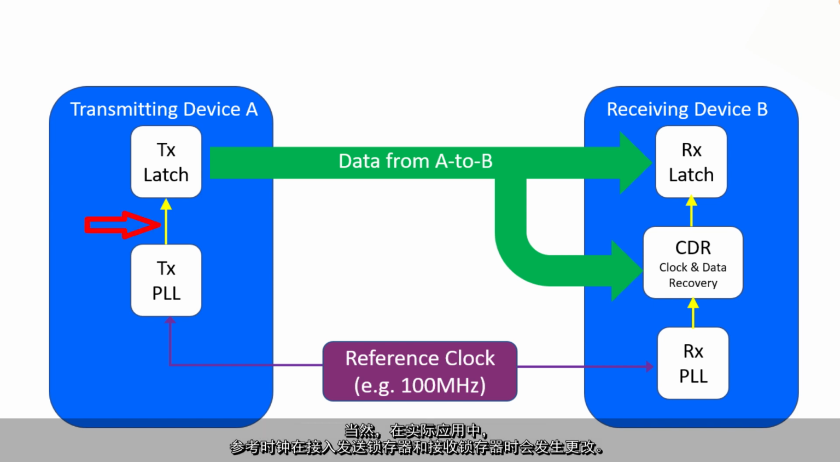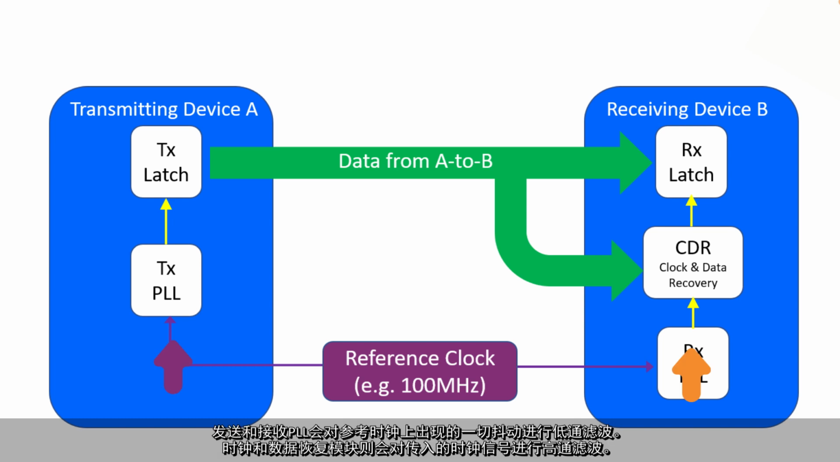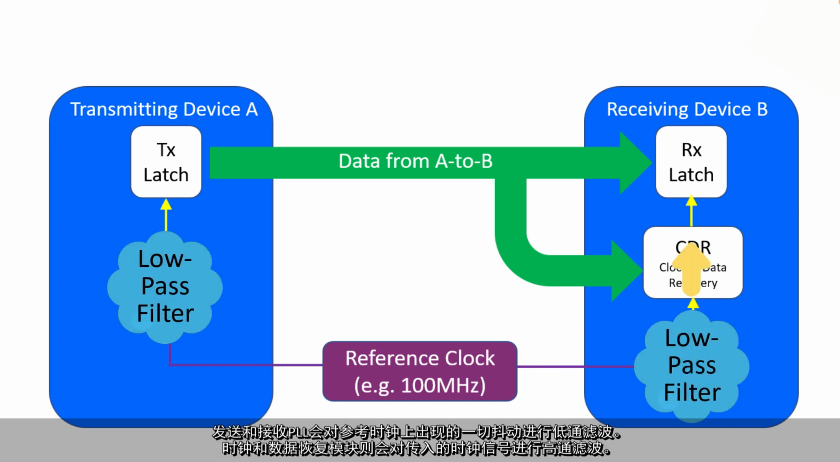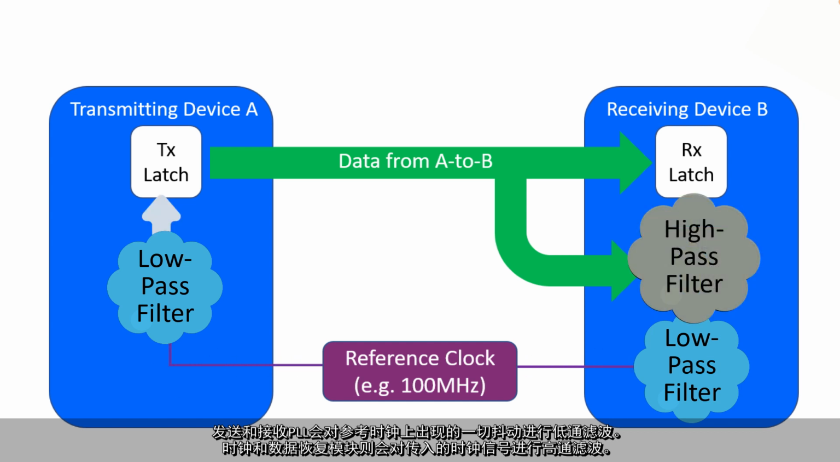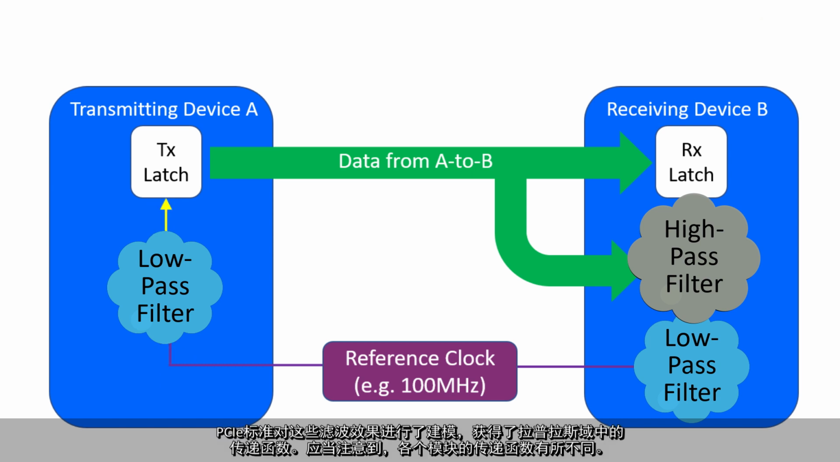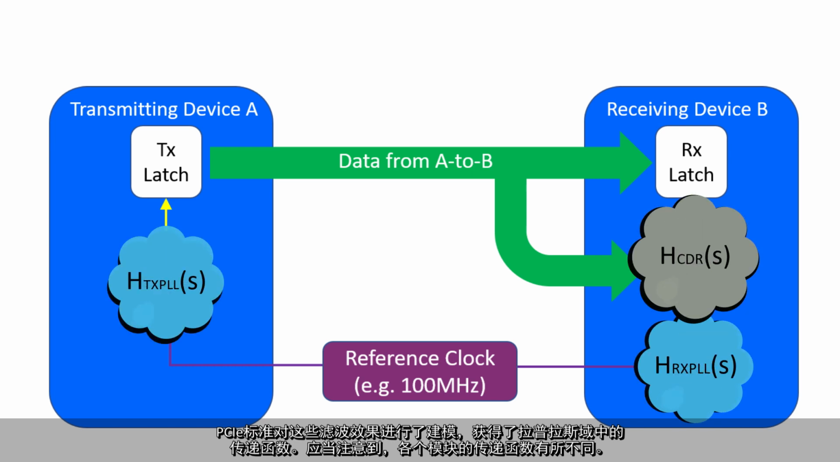In real applications, of course, the reference clock is altered as it progresses to the transmit and receive latches. Any jitter present on the reference clock is low-pass filtered by the transmit and receive PLLs, and the clock and data recovery block high-pass filters its incoming clock. These filtering effects are modeled by the PCIe standard as transfer functions in the Laplace domain.